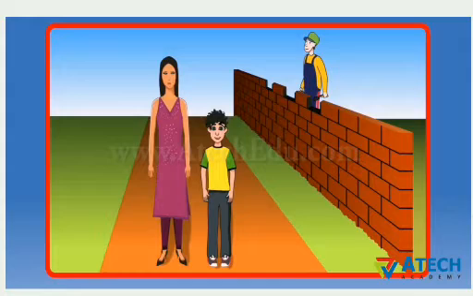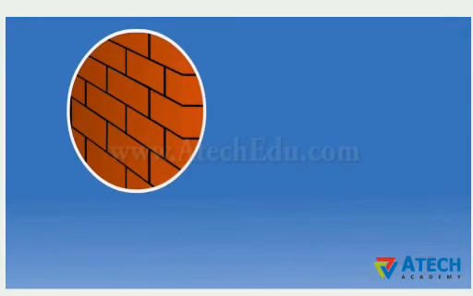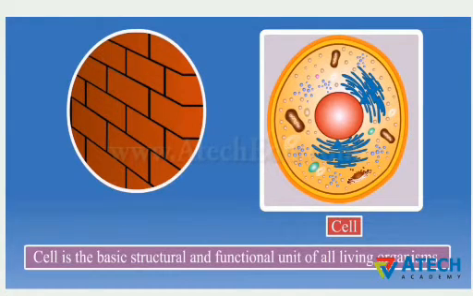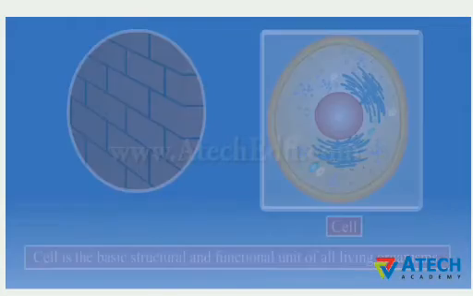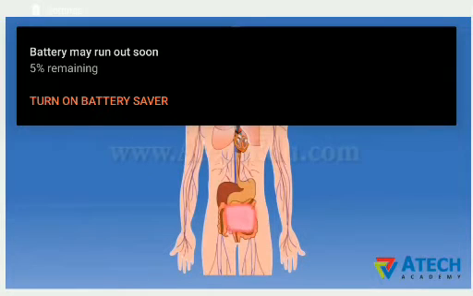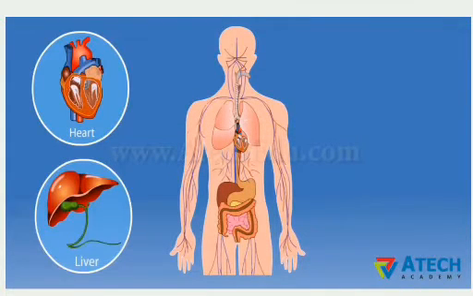Mom, today we were told in the class that cells are basic structural units of an organ. Yes, you are correct. Look at that man. He is building a wall with bricks. Similarly, cells are assembled to make the body of an organism. As brick is the basic unit of this wall, similarly, cell is the basic structural and functional unit of all living organisms. Cells together form tissues. Tissues combine to form an organ like stomach, intestine, liver, and heart. These organs combine to form a living organism.